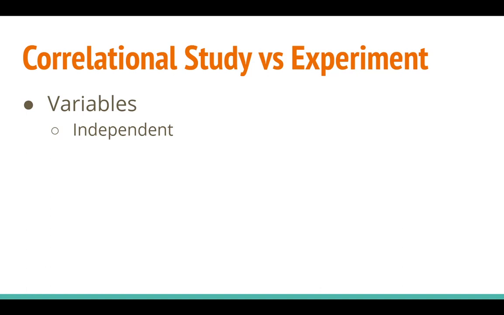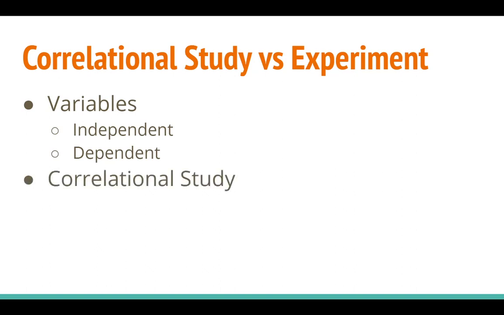For example, in the question, does gamification increase student motivation? Gamification is the independent variable because I can change it. It's what I am manipulating. The dependent variable is your outcome or your effect. It's what you think changes based on the independent variable. You don't manipulate this one, you just measure it based on the independent variable. So in our question, student motivation is the dependent variable.